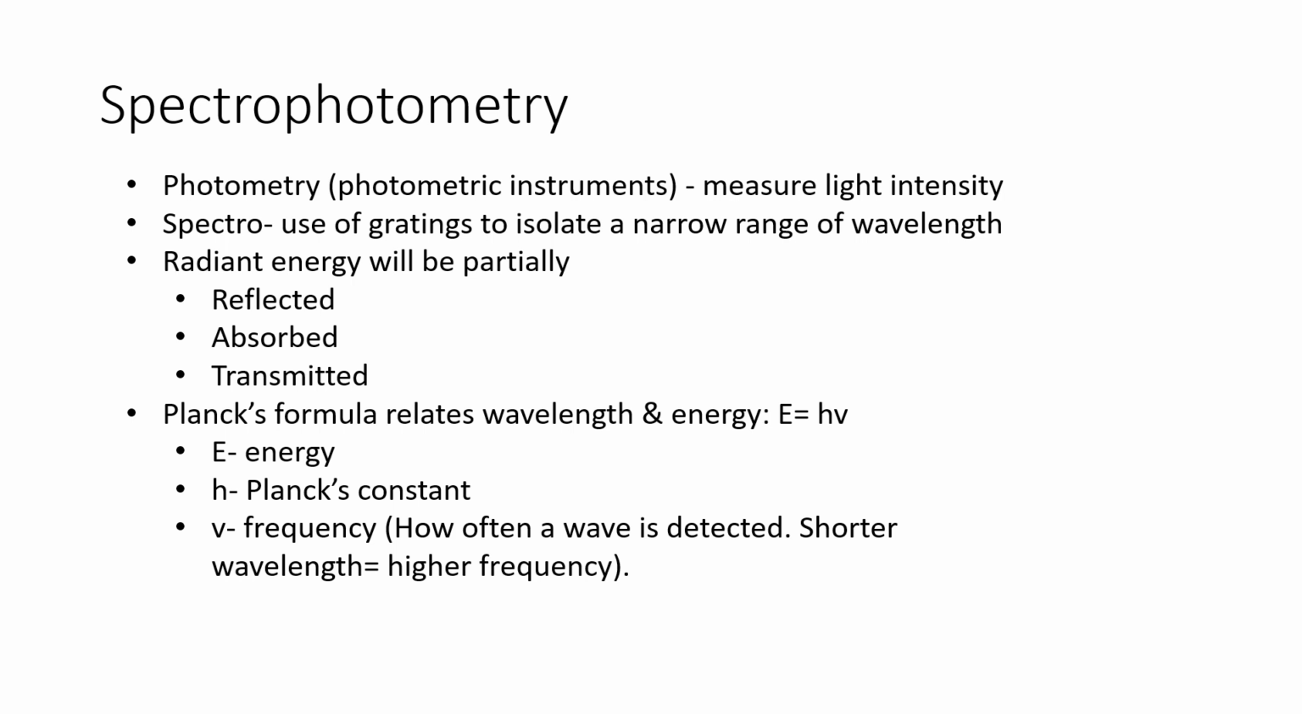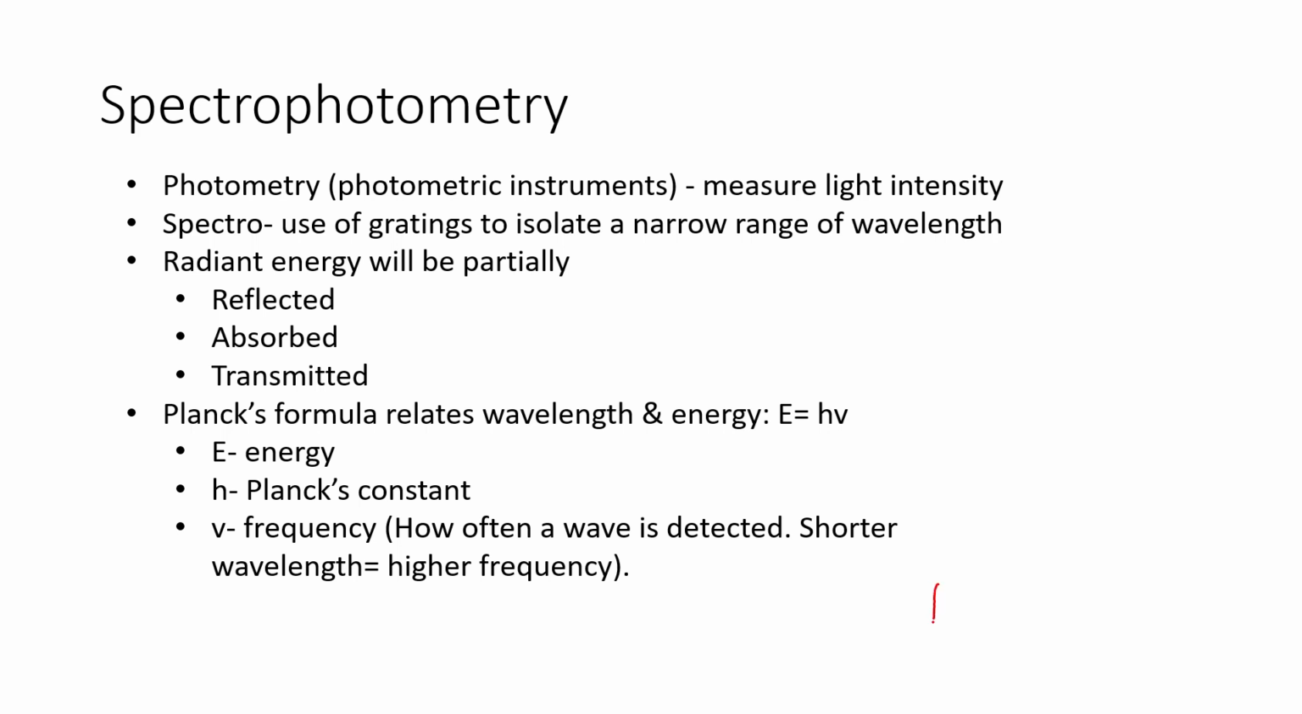Radiant energy will be partially reflected, absorbed, and transmitted when passing through a substance. Planck's formula relates wavelength and energy. So E equals hv, E is energy, h is Planck's constant, and v is frequency. So how often a wave is detected. The shorter the wavelength, the higher the frequency.